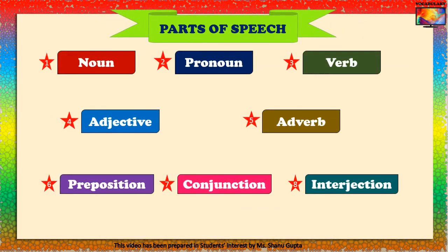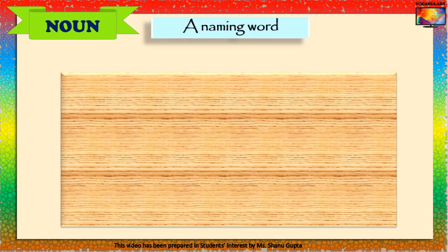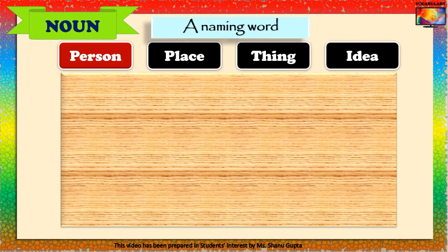So let's begin. There are 8 parts of speech in English. They are noun, pronoun, verb, adjective, adverb, preposition, conjunction, and interjection. The very first of these is noun. A noun is a naming word. It can name a person, place, thing, or even an idea.